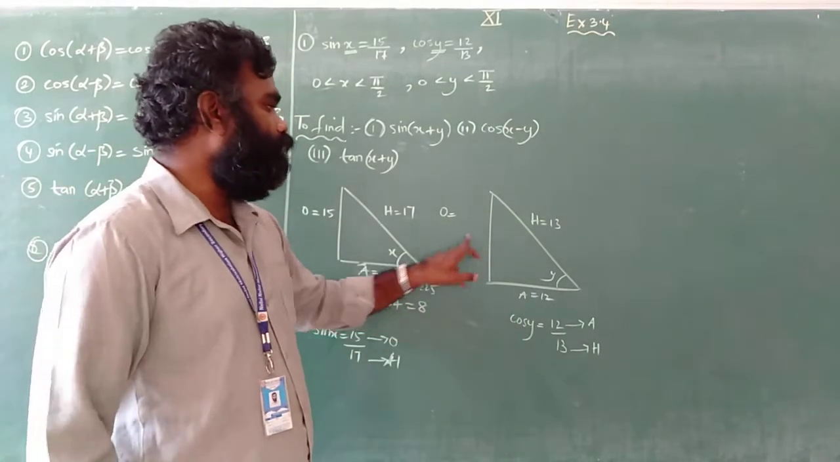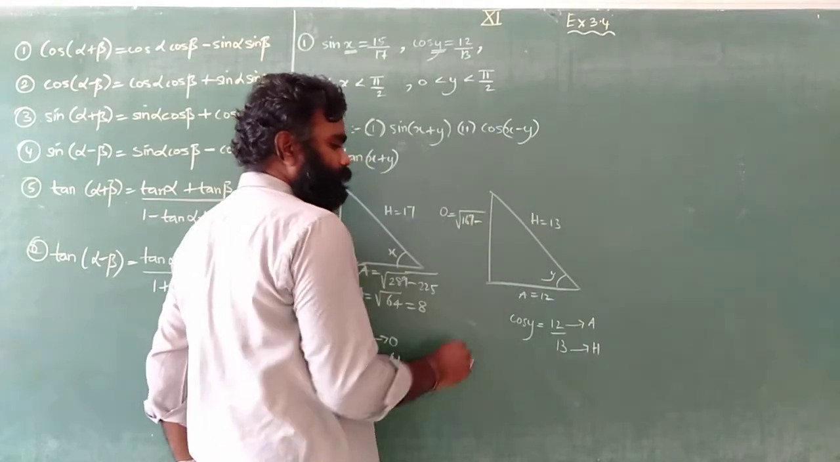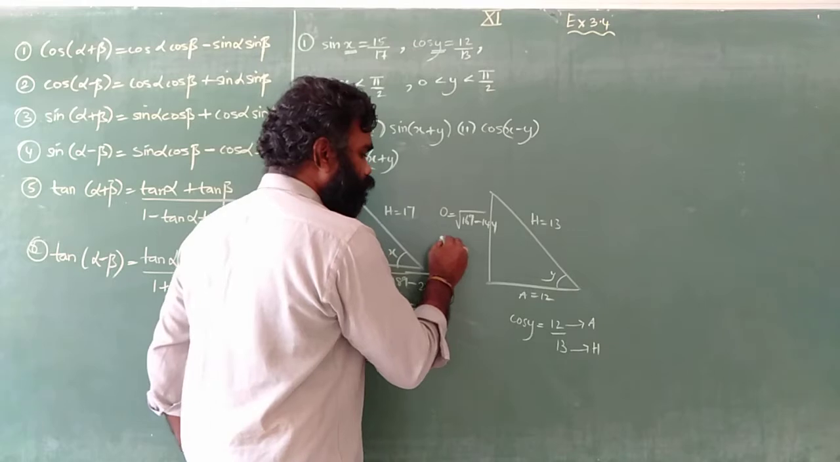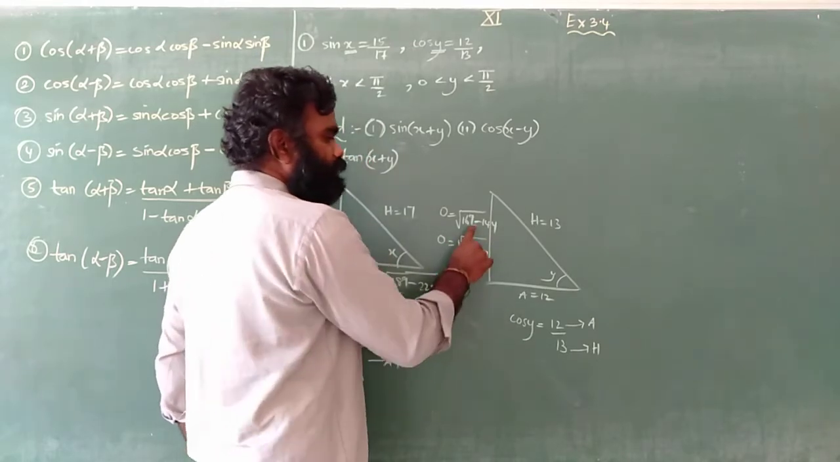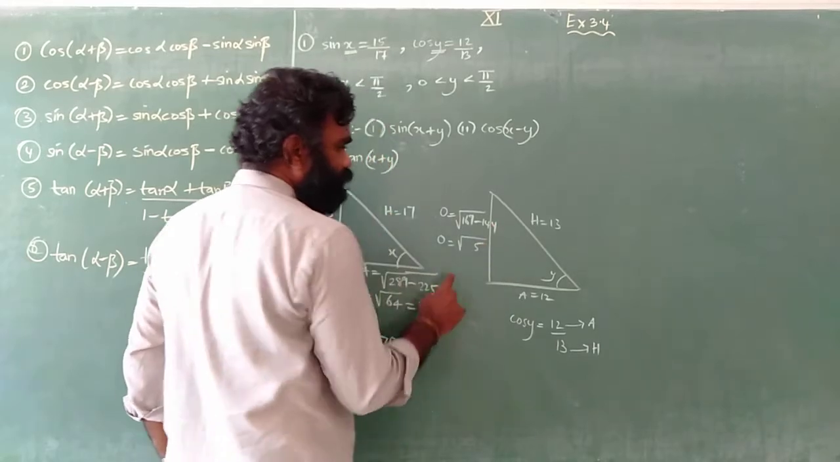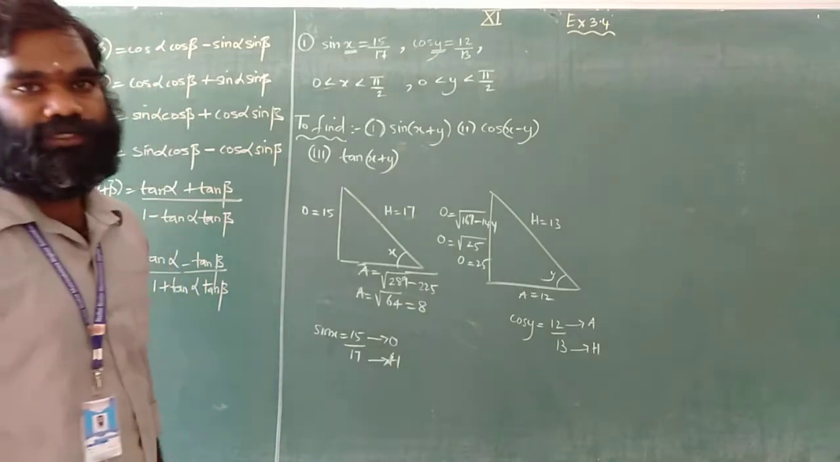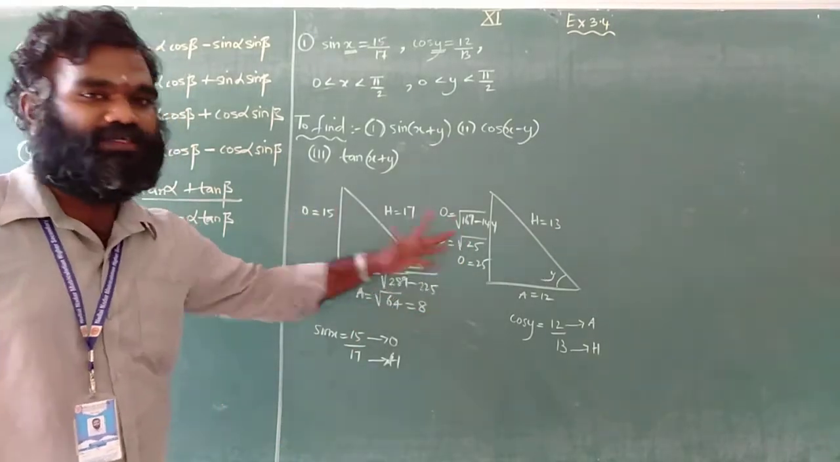The same here, I need to find opposite. Opposite squared is hypotenuse squared, 13 square is 169, minus 12 square is 144. Opposite is equal to the square root of 25, therefore opposite is equal to 5. These are the values we have found.